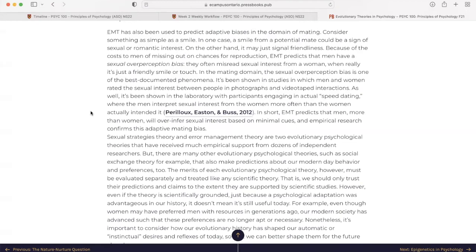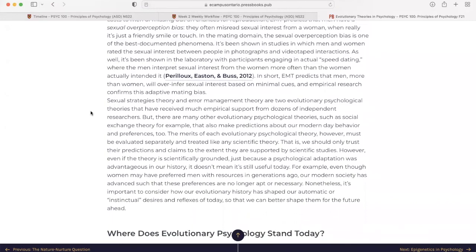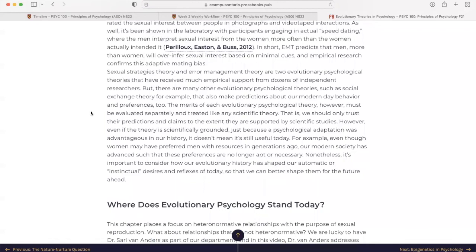Sexual strategies theory and error management theory are two evolutionary psychological theories that have received much empirical support from dozens of independent researchers. But there are many other evolutionary psychological theories, such as social exchange theory, for example, that also make predictions about our modern day behavior and preferences too. The merits of each evolutionary psychological theory, however, must be evaluated separately and treated like any scientific theory. That is, we should only trust their predictions and claims to the extent they are supported by scientific studies.